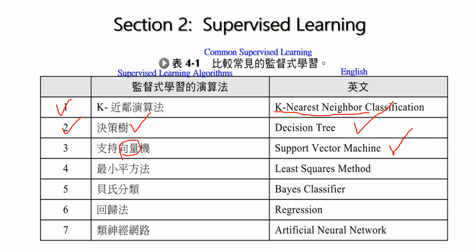Vector, 向量, vector, okay? Least square methods, so regression. Another name is regression, but the normal name is called least square method. And Bayes classifier, and artificial neural network. So they listed the 7 common supervised learning algorithms here. And this is a supervised learning algorithm. 演算法 means algorithms. And this is English right here.